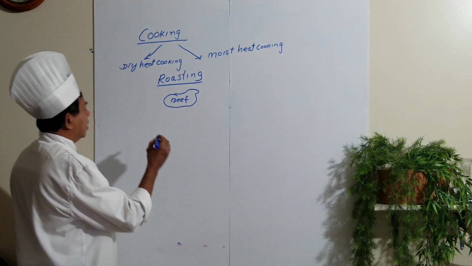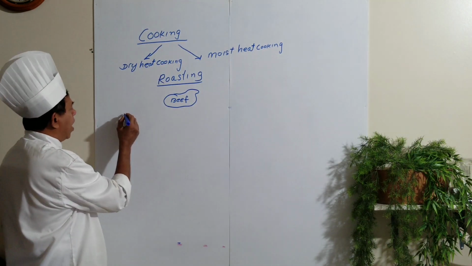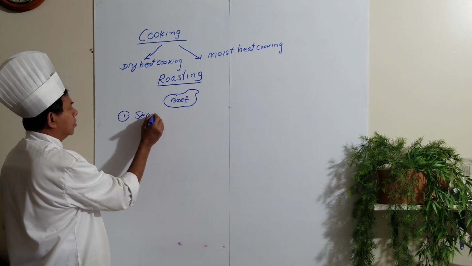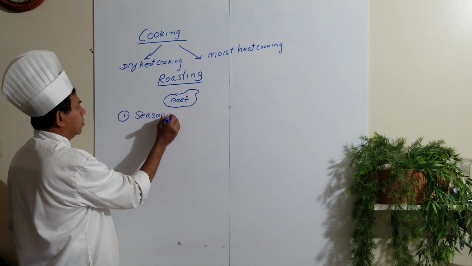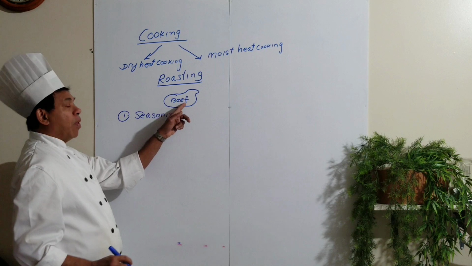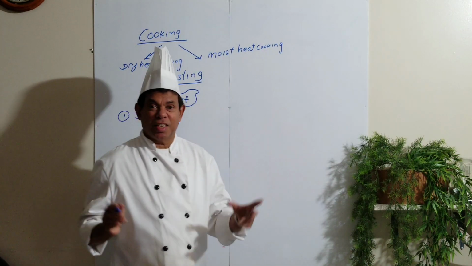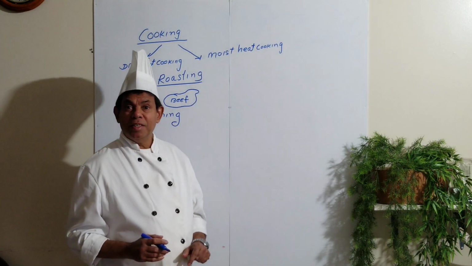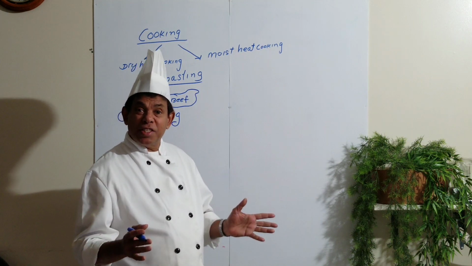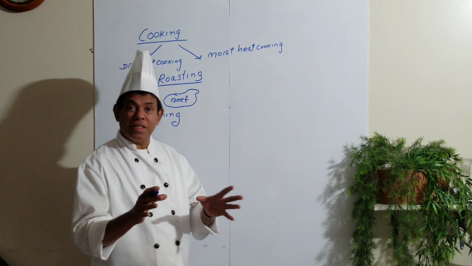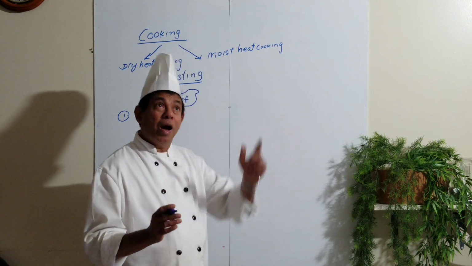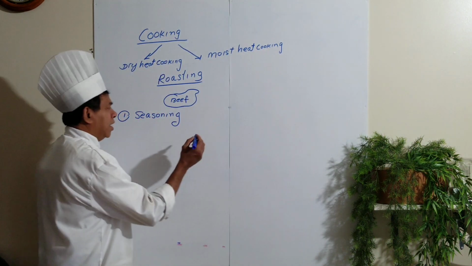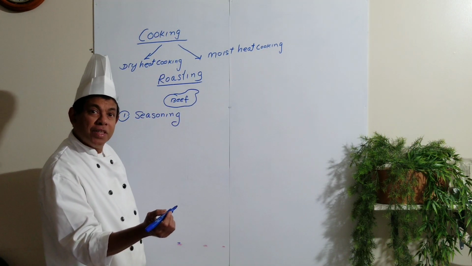Now, what is the seasoning? Number one, we have to do seasoning. Let's talk about it a little bit. Take a pan, keep the meat inside, and now we have to do our seasoning. This is the basic preparation for roasting. Roasting comes under the topic of dry heat cooking. So now let's think about some items of the seasoning.